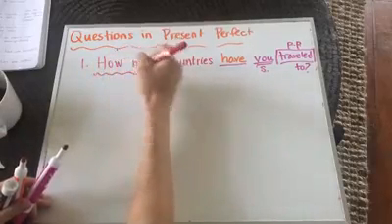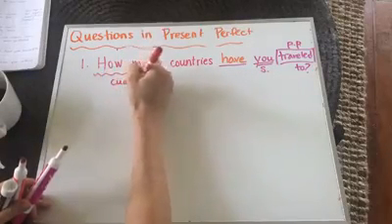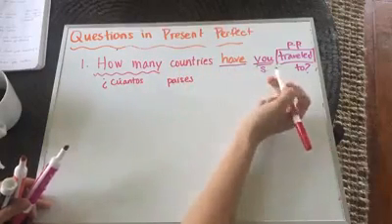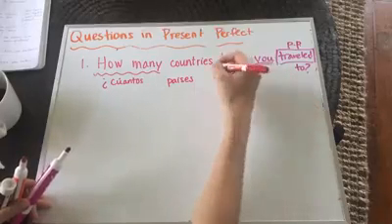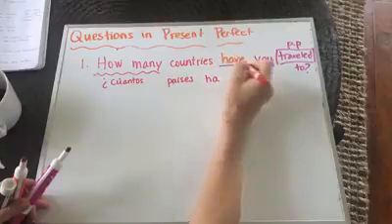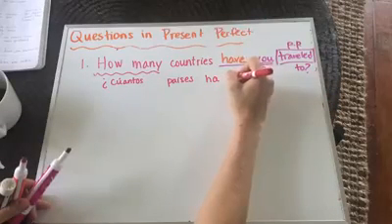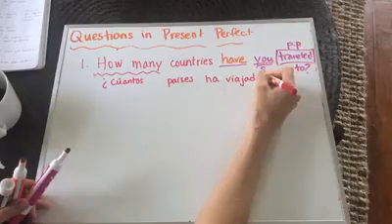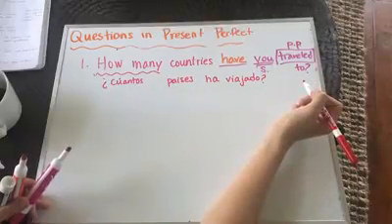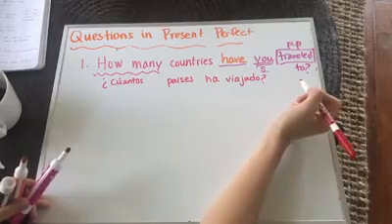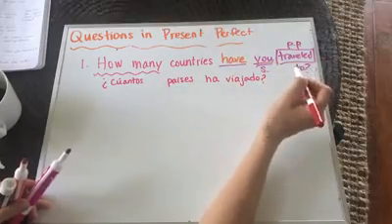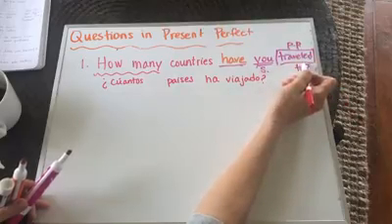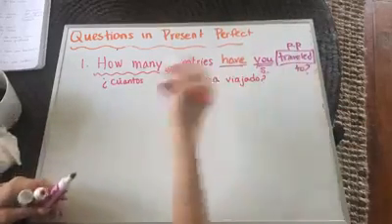How many? ¿Cuántos países, countries, have you traveled, viajado? Okay, so how many countries have you traveled to? So we always have haber, la forma haber, subject, and traveled, or the past participle.